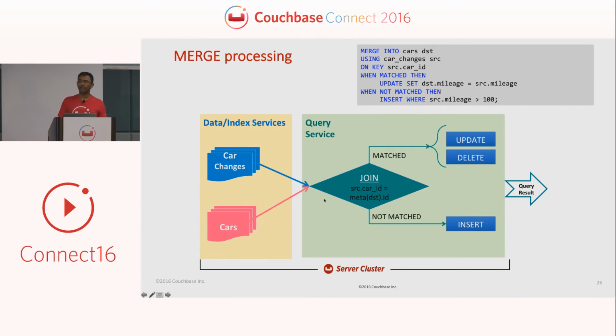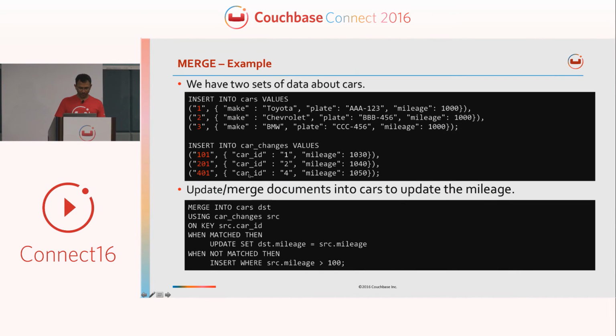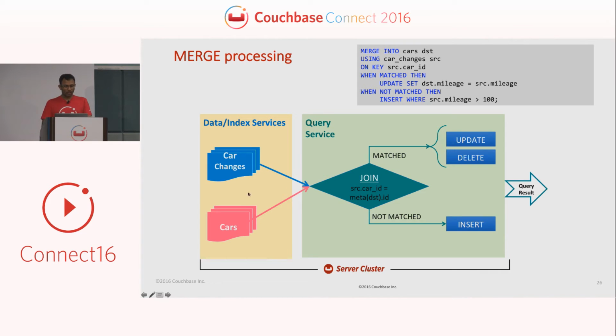I hope this will clarify some of the confusion, if at all there is something. So let's look at, do I have an example? So this is the example. Basically, I have a bunch of cars with some mileages, which is the river, and the car changes is like, whenever you have some oil changes or something like that, you're accumulating all the mileage information. So you want to merge these two documents. That's the example context. So you have these two documents.